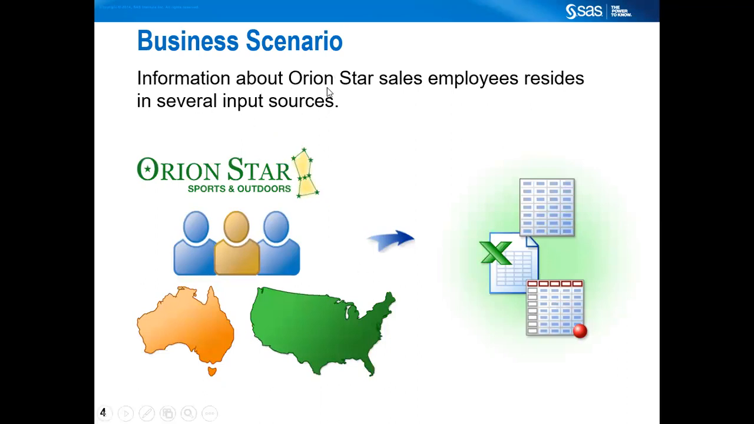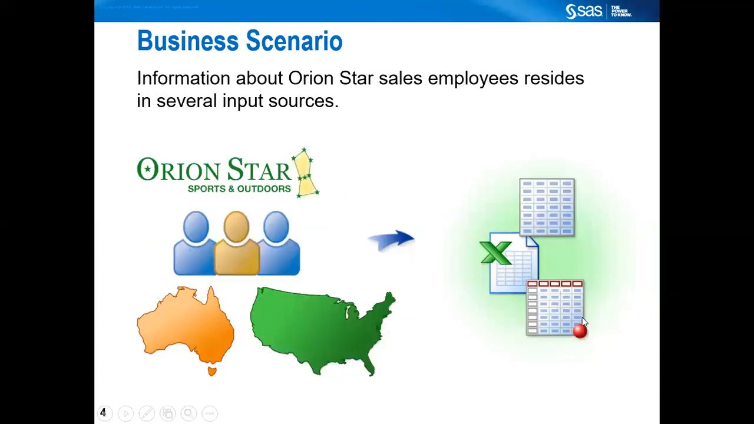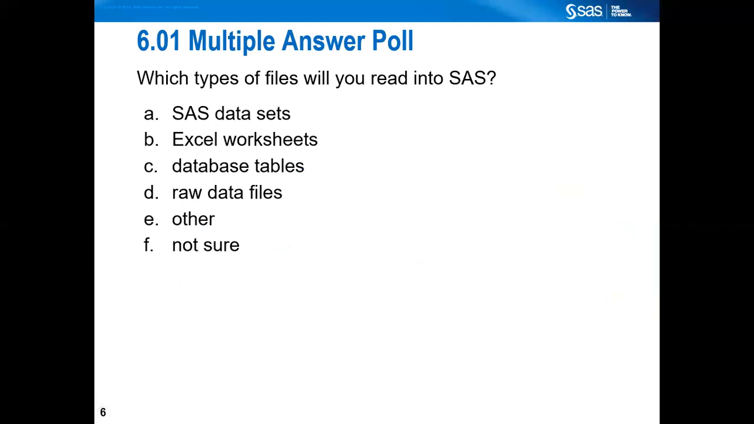So it's telling information about Orion Star sales employees. We know it resides in various data files for our organization, and we know employees are coming from various countries. So these are the various sources of data which we have for these employees. This is the source of an existing SAS file, Excel file, or raw file. So in this scenario, we have to read the input source, which could be any source, to create a SAS file to generate reports.